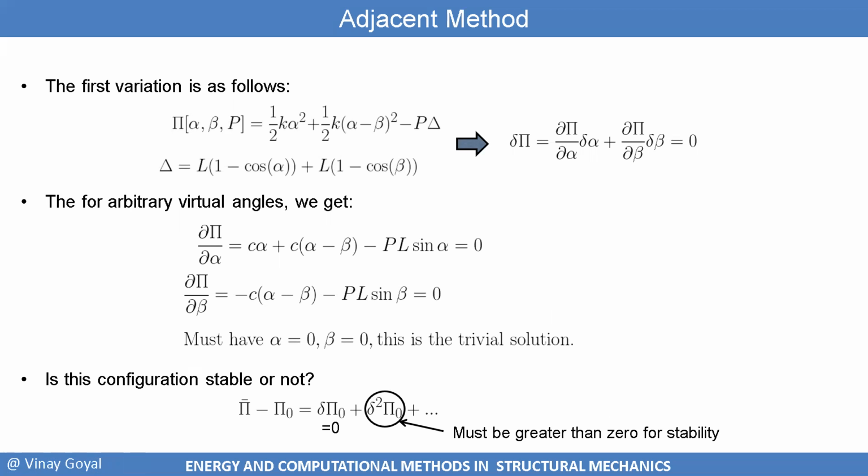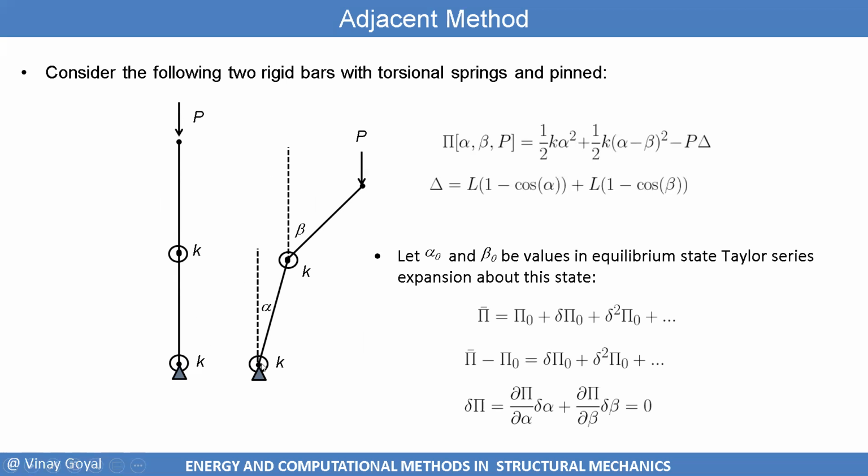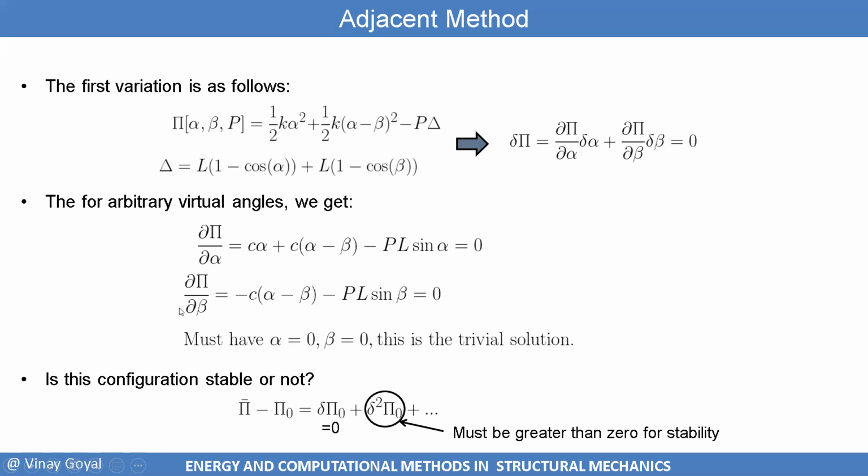The first variation of that can be found very easily. The derivative of pi with respect to alpha is this. The derivative of pi with respect to beta is this. And I'm not making any small approximations right now. But you can see here that alpha equals 0, beta equals 0 is a trivial solution to the problem, meaning that the rigid bars will be straight when our load applied is P. It can happen. It could be straight. So alpha is 0, beta is 0 is a trivial solution.